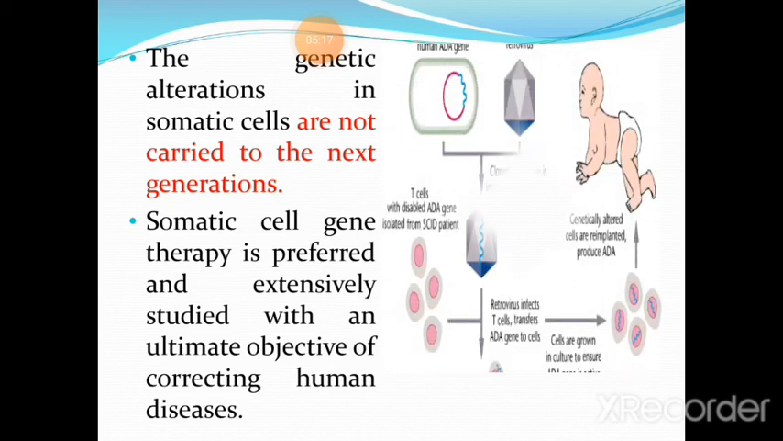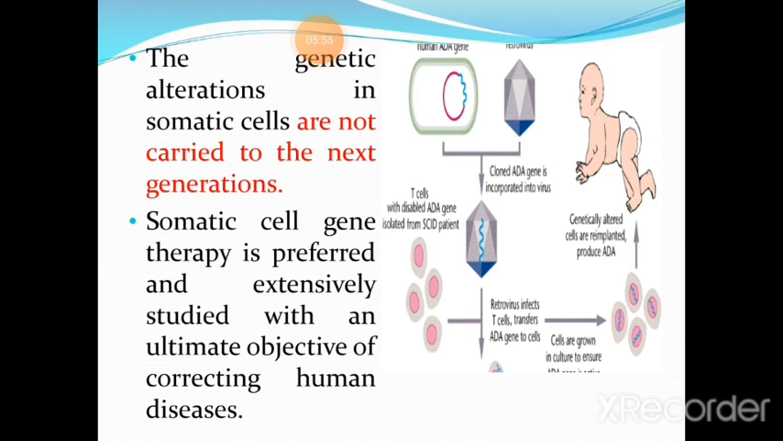Alright. So now here you can see a schematic diagram. Here we have an ADA gene. Okay. If this gene is defective, I'll come to it later. If this gene is defective, the individual will suffer from a disease known as SCID disease, severe combined immunodeficiency syndrome.